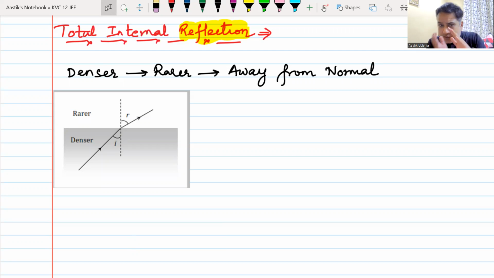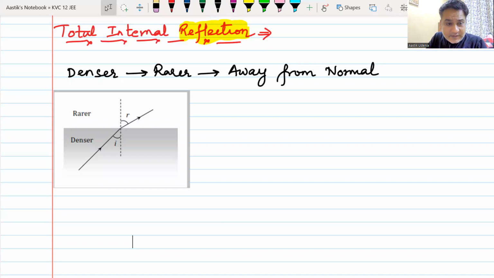Now, if I keep on increasing the angle of incidence, what happens to the angle of refraction? Does it increase or does it decrease? If I increase the angle of incidence, what happens to the angle of refraction? Increase. It will increase. Angle of refraction will keep on increasing as I'm increasing the angle of incidence.